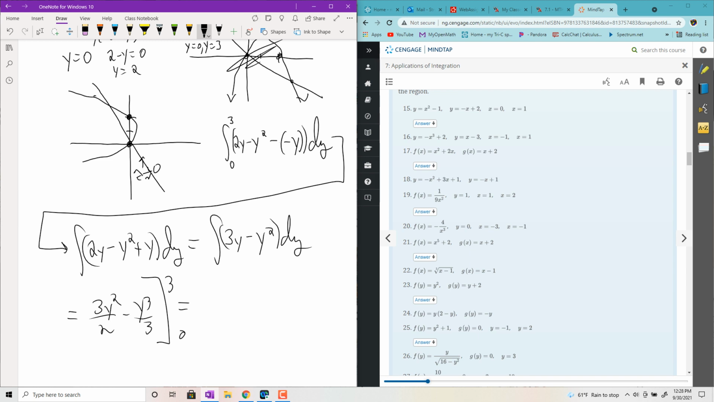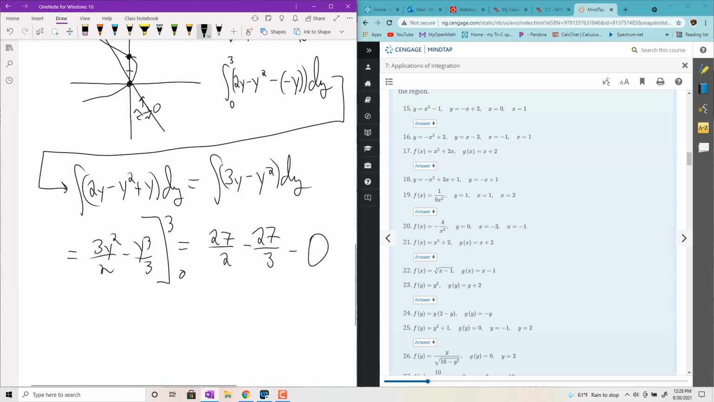Plugging in 3, I get 3 times 3 basically is 27 halves minus 27 thirds, and then minus a big 0. Plug 0 into the antiderivative, you get 0. So you're going to get, finding a common denominator, 3 27ths minus 2 27ths all over 6.